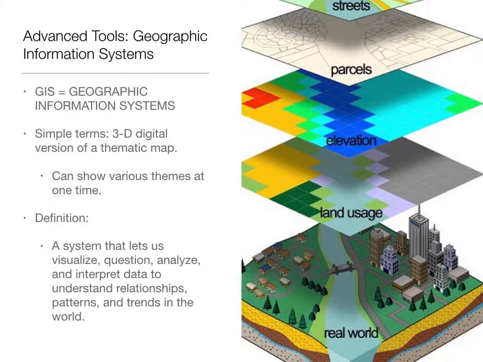The very complicated definition of GIS is that it's a system that lets us visualize, analyze, question, and interpret data to understand relationships, patterns, and trends in the world. The best way I can simplify that for you is that it's a 3D thematic map. If you have a geographic problem that you want to solve, a GIS is going to be the best option for you.